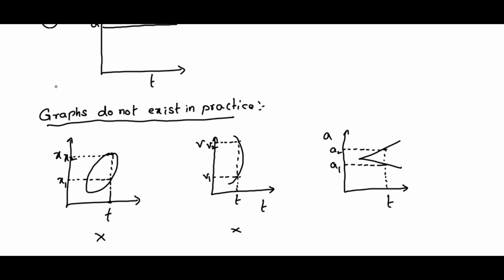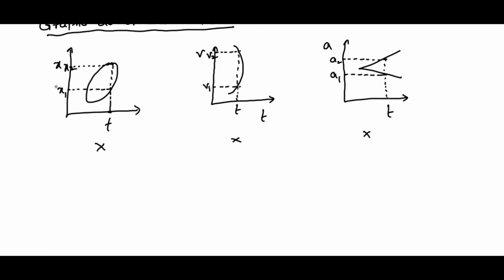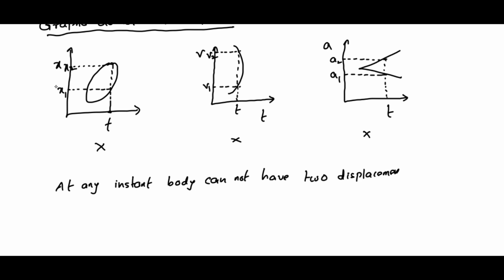So, what can we write here? At any instant, a body cannot have two positions or displacements or velocities or accelerations.